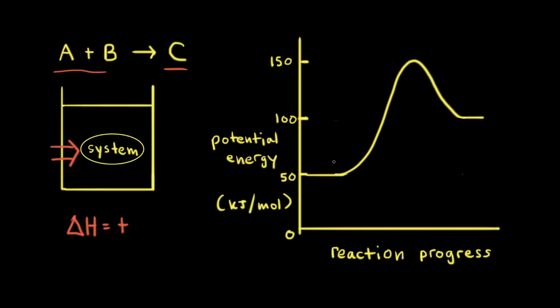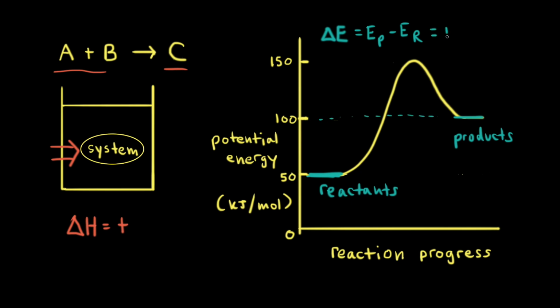When we look at the energy profile for an endothermic reaction, the energy of the reactants, so go ahead and write reactants in here, the energy of the reactants is lower than the energy of the products. So this time, if we find delta E, that would be the energy of our products minus the energy of our reactants. And the energy of our products is about 100 kilojoules per mole, and the energy of our reactants is about 50. So let's say it's 100 minus 50, which would be positive 50 kilojoules per mole.